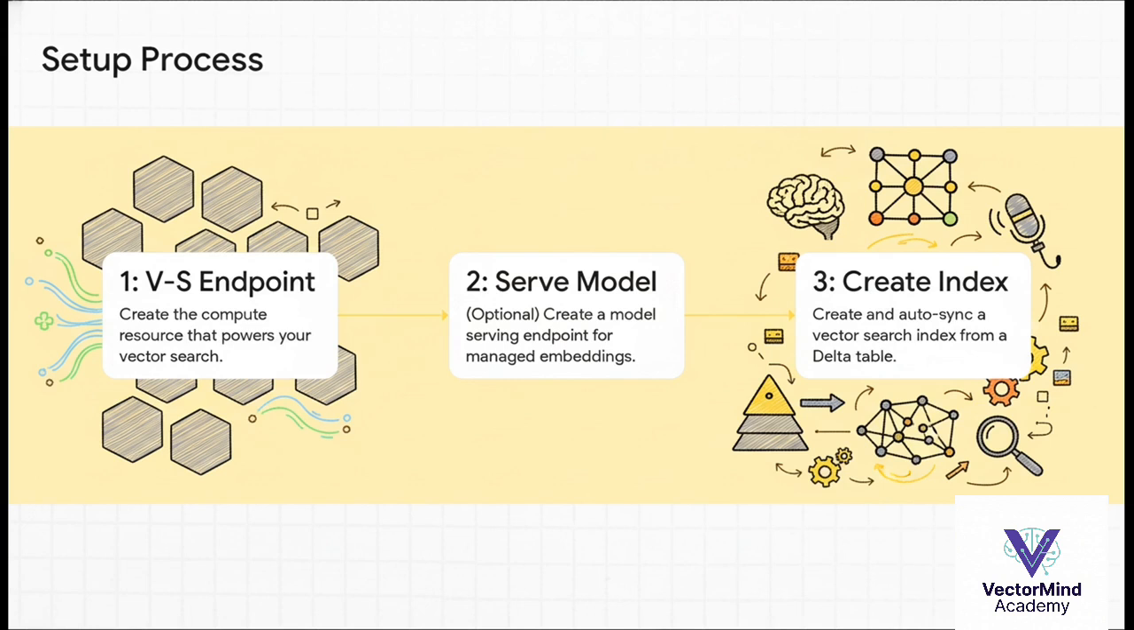First up, you create a vector search endpoint. That's the dedicated compute that's going to power all the search requests. Second, if you're going the managed route, you set up a model-serving endpoint to host the embedding model. And last, step 3, you create the vector search index itself, just by pointing it at your source Delta table. That's it. The system takes over and starts syncing everything for you.